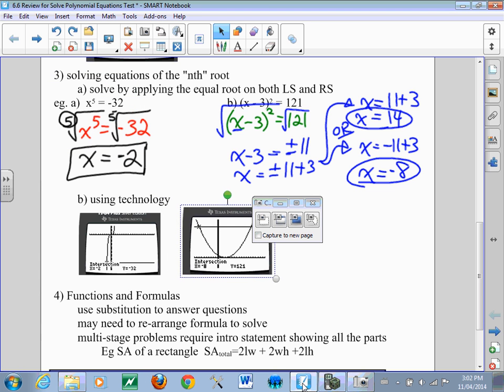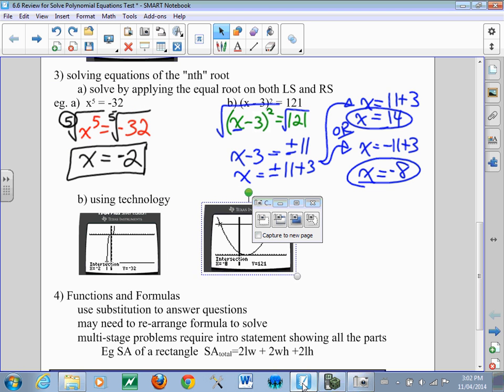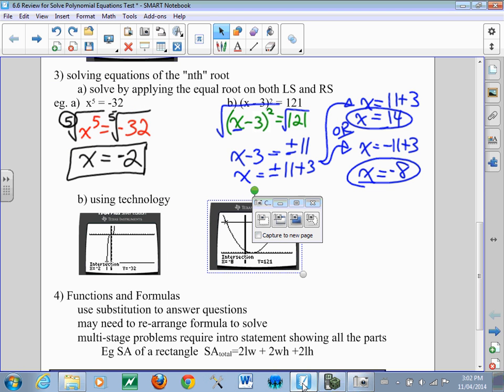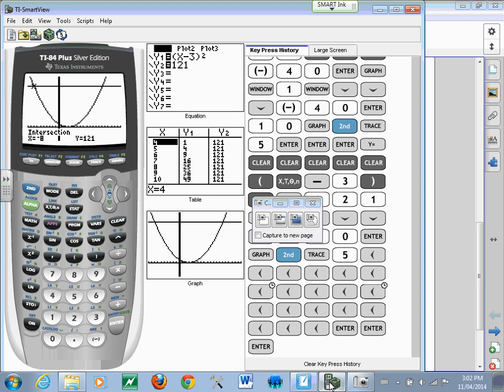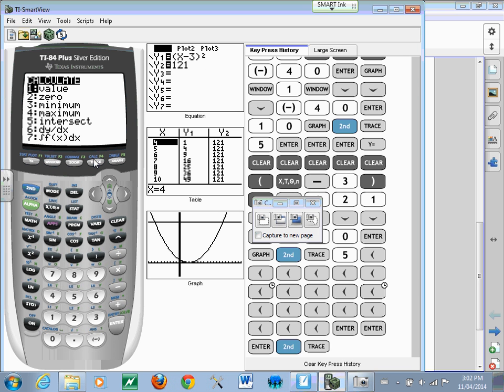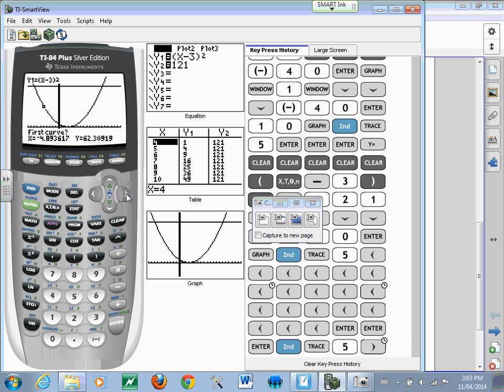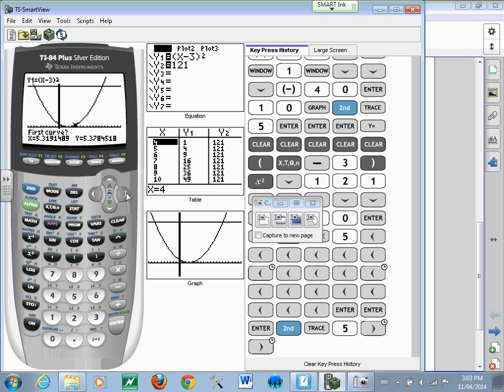Okay, I go do the other one. Second trace, intersect. This time I want to get my cursor on the other side of the vertex, over on the far side, close to where the second intersection is. Anywhere over there. Oopsie, too far. Doesn't really matter.